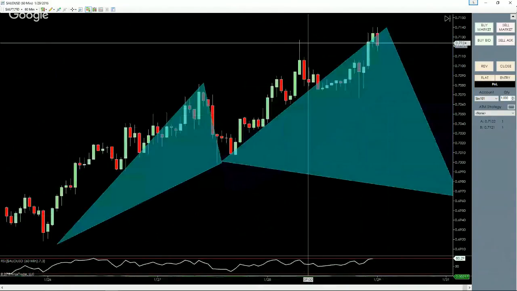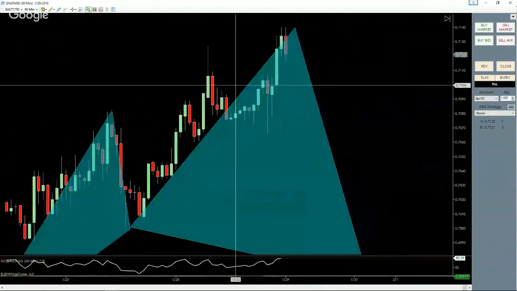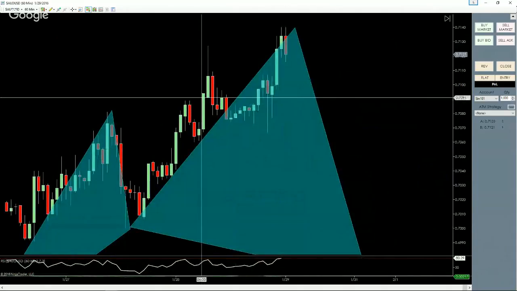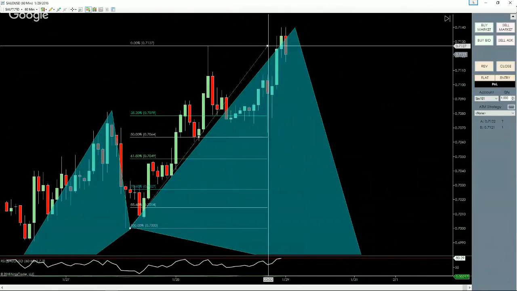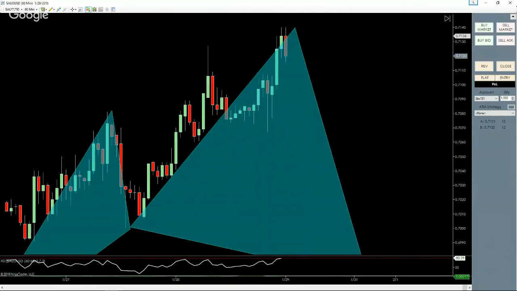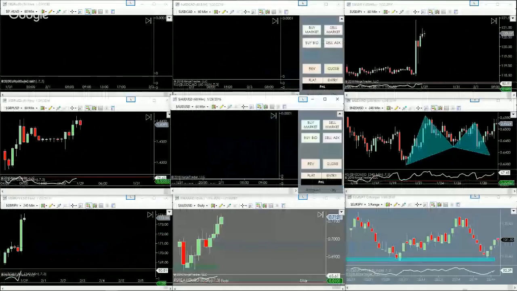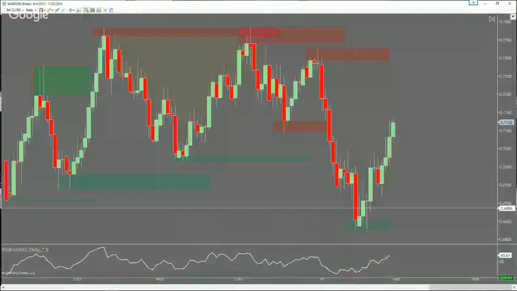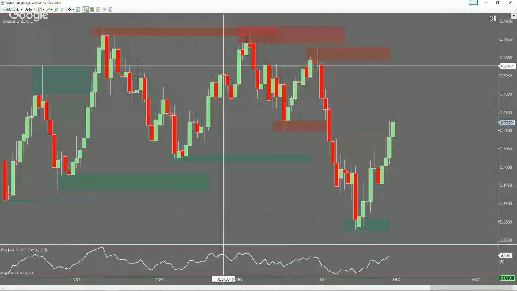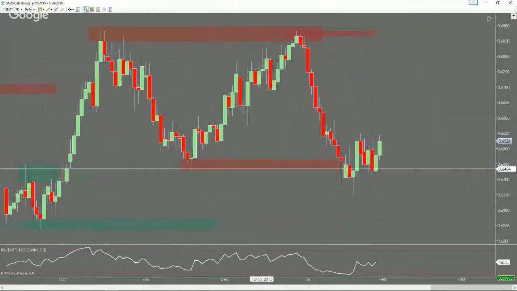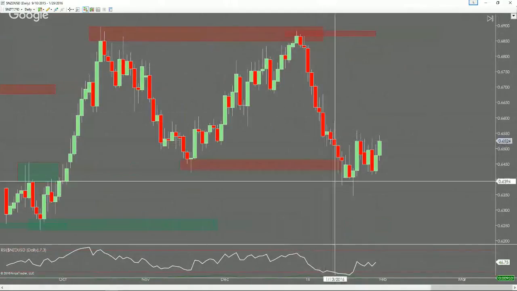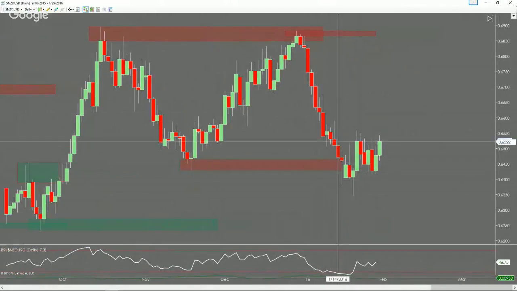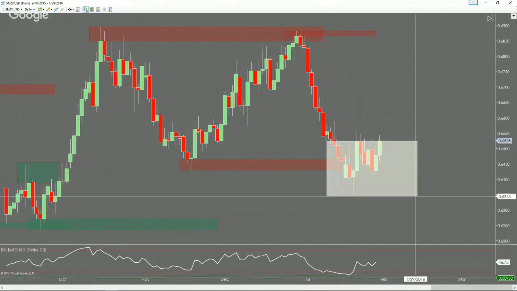Usually I get confused when that's all over. So let's see if we have anything in here. Nothing really, so let's go to New Zealand. New Zealand price is still playing around that level right here, this level right here.